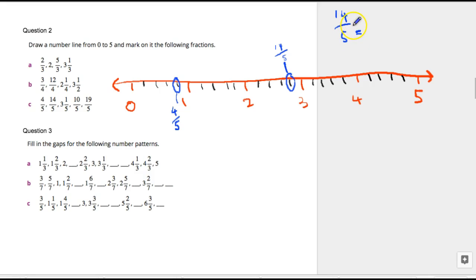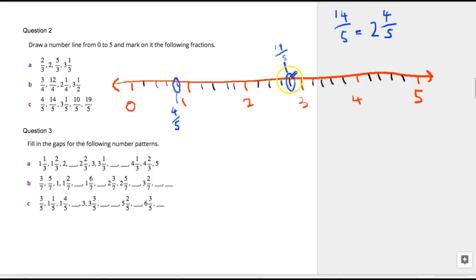How many 5s go into 14? You can count if you like. So 5, 10, 15. Well, 15 is too high because we want 14. So 10 is your highest. So 5 goes into 10 twice and we're left with 4/5. And you can see there 2 and 4/5.